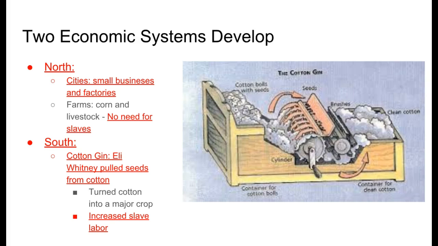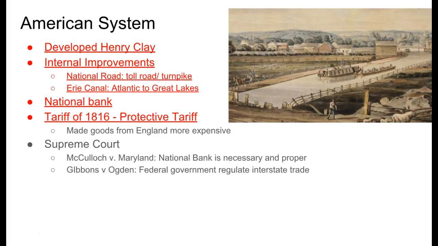And cotton was a very manual crop, and so they did need slave labor. So we saw an increase in slave labor in the South, and large farms and or plantations develop in the southern regions.